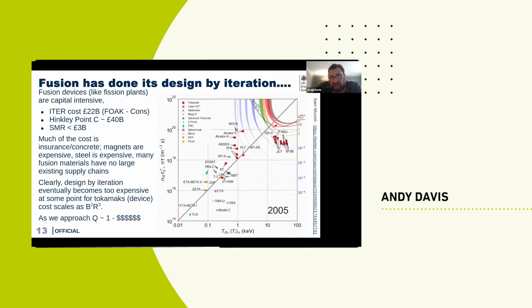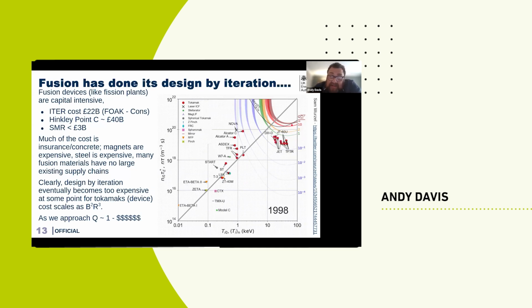And the bit we're really interested in is up here, where you'll see JET was around about here, almost at 1, this green line, which is the Q value, the engineering Q, the measure of how much energy you get out to how much you put in. So for a power plant, that has to be greater than 1. ITER's targeting 10.